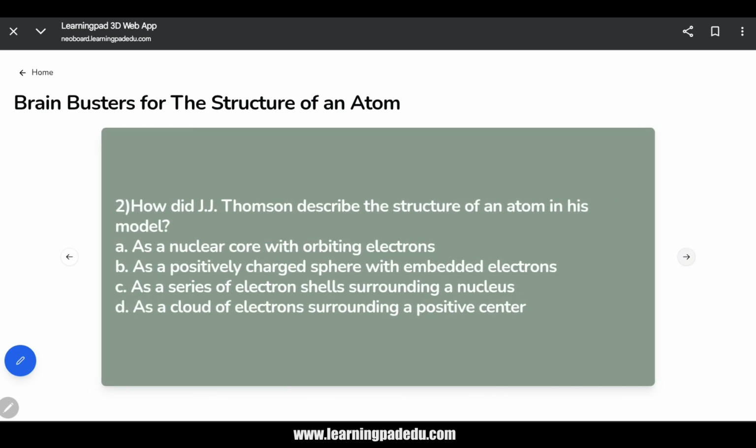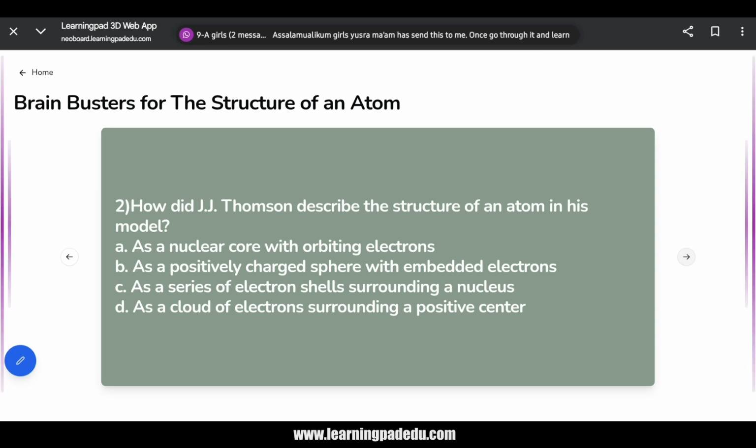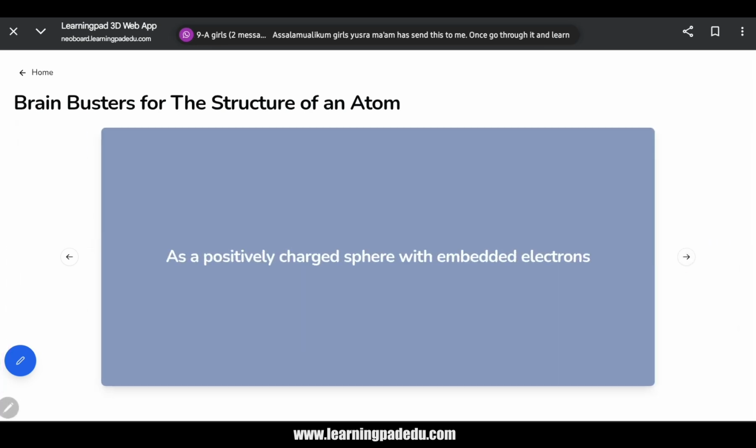Next question, let us see. How did J.J. Thomson describe the structure of an atom in his model? To what did he compare? Any guess? Yes, you are right. As a positively charged sphere with embedded electrons.